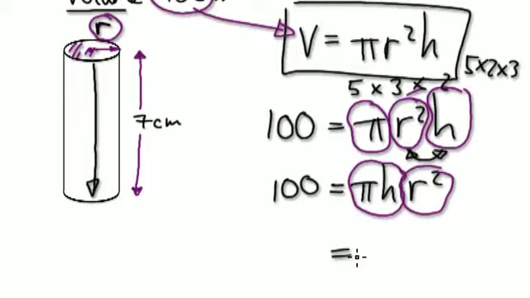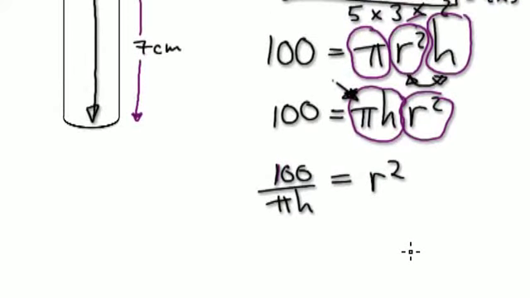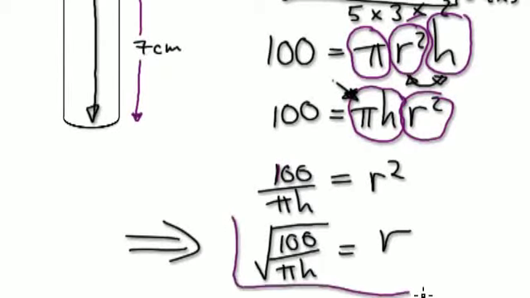So here it would be 100. Now inside your mind, divide both sides by pi h. So basically we are trying to kill off this bubble here. So take the 100 down, divided by pi h. That will give us r squared. And now square root both sides. So square root this would be 100 over pi h. So the radius is given by this. Okay, you can leave it as this. So the radius is root 100 over pi h.